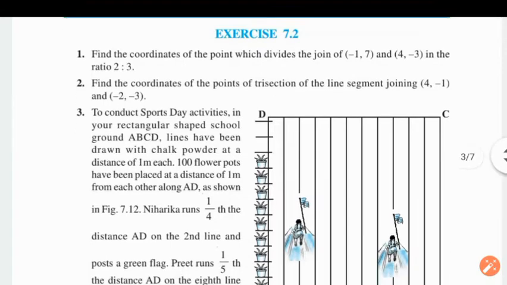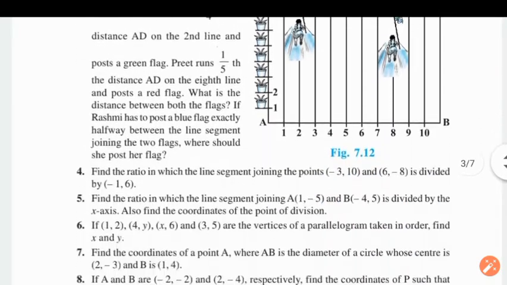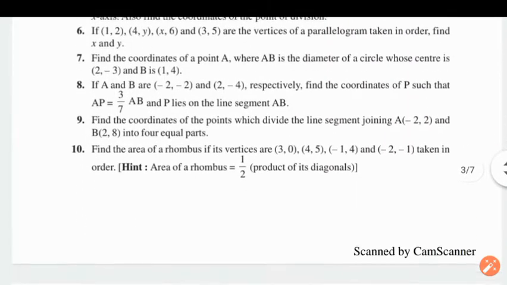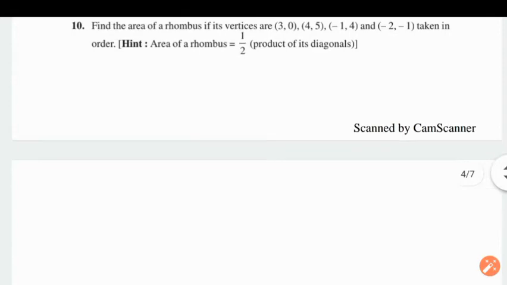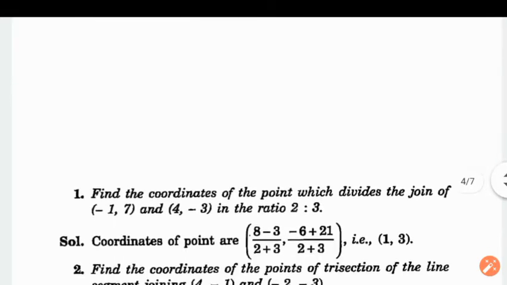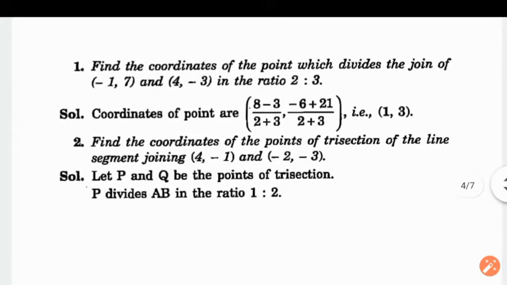So here we have how many questions? We have 1, 2, 3, 4, 5, 6 till 10, I think. So let us solve one by one. Here we have the first question.